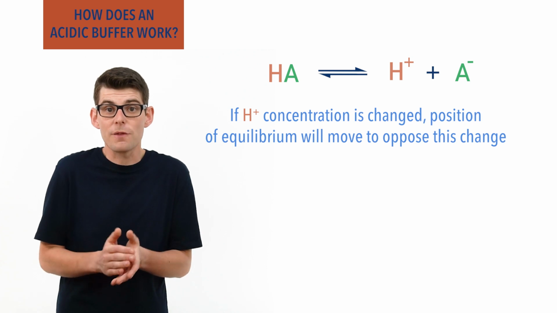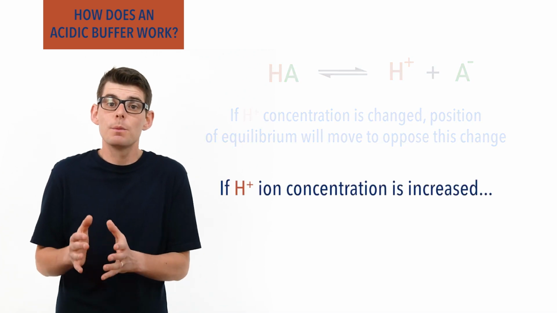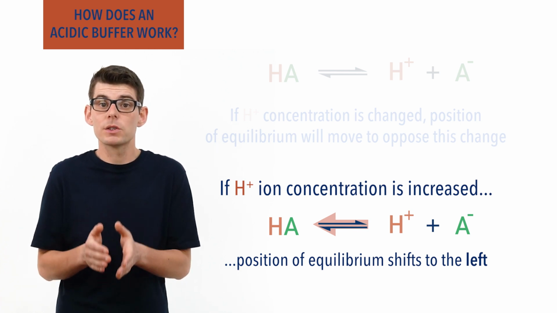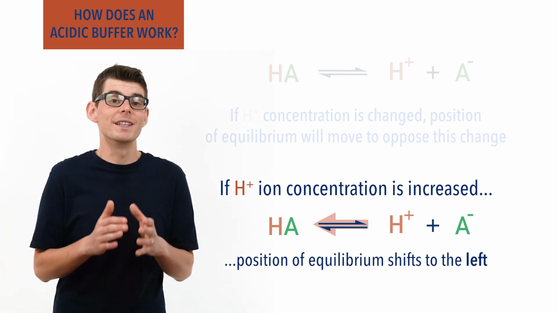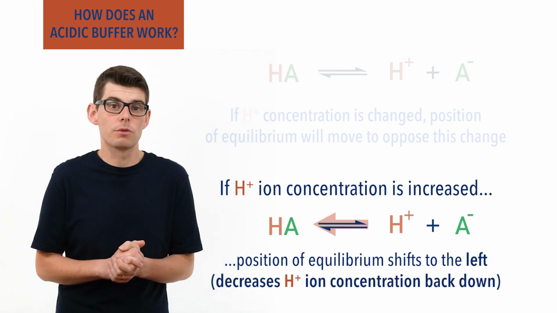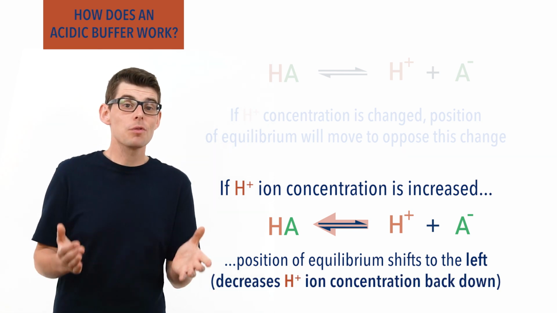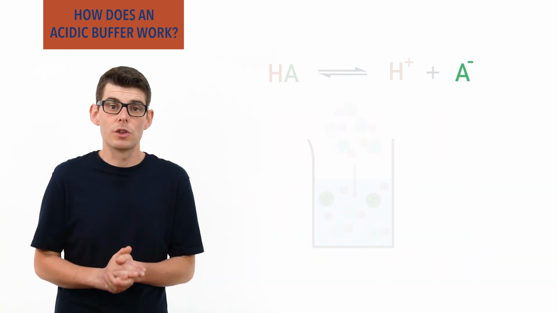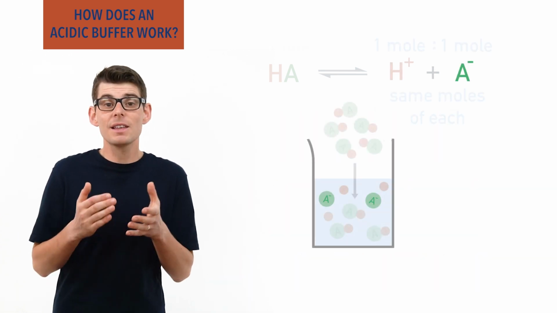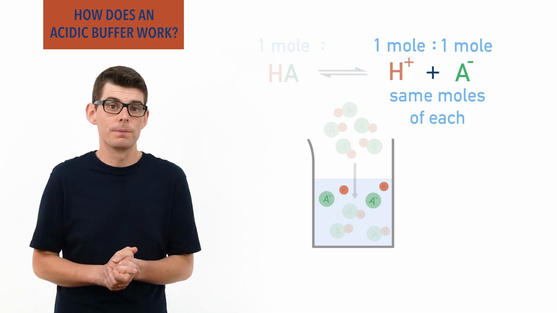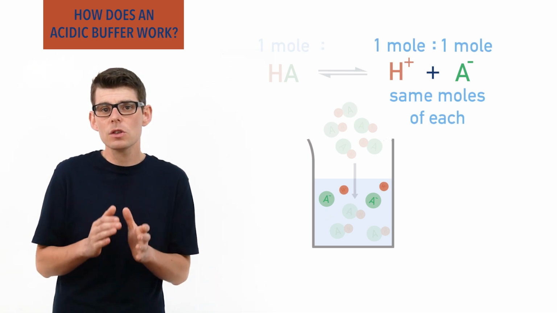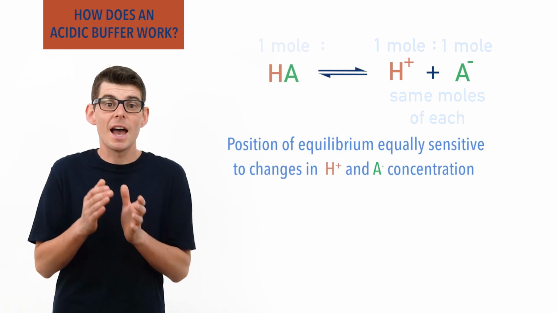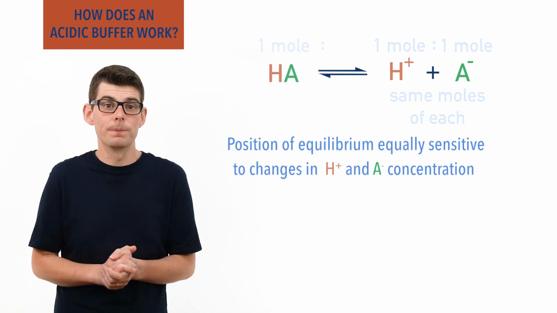For example, if extra H+ ions were added, it would shift to the left, favouring the reverse reaction of A- combining with H+ to try and decrease the H+ ion concentration back down again. The problem is that in the initial equilibrium mixture, the A- concentration is actually the same as the H+ ion concentration. This means the position of equilibrium is equally sensitive to changes in A- and H+ ion concentration.